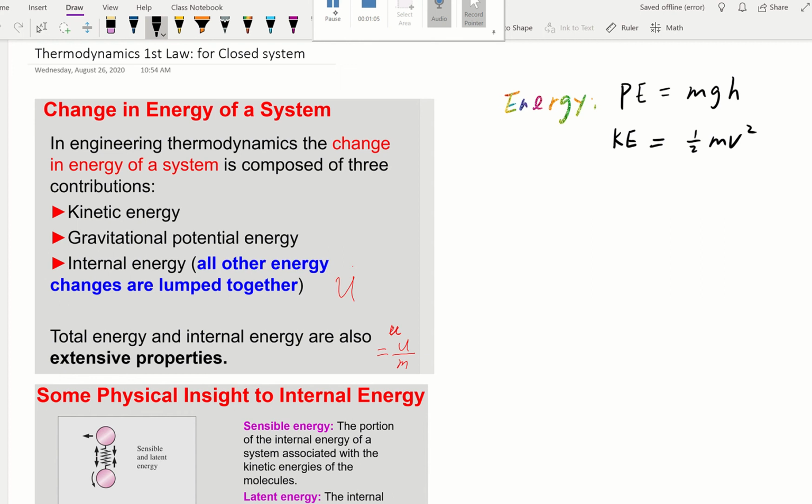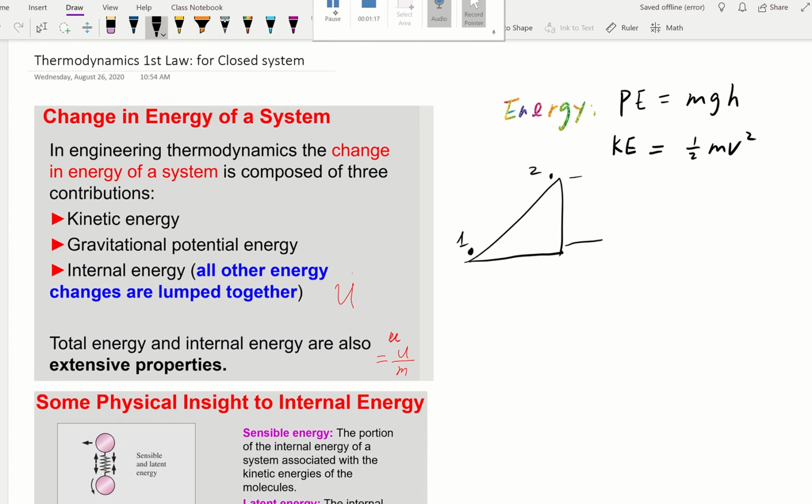And think about it, if you are going to climb up a hill, and you go from initial state 1 to state 2, what happens? Your potential energy increases because your height increases, right? And if you reduce your speed while climbing uphill, your kinetic energy decreases, because that's related to the speed, the velocity here. So that's energy.